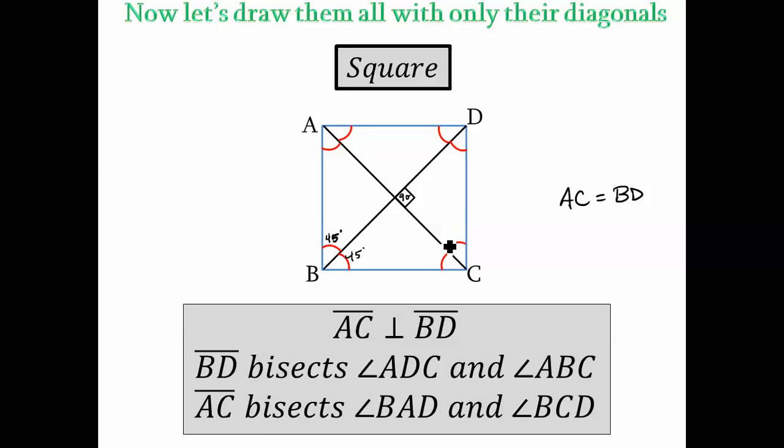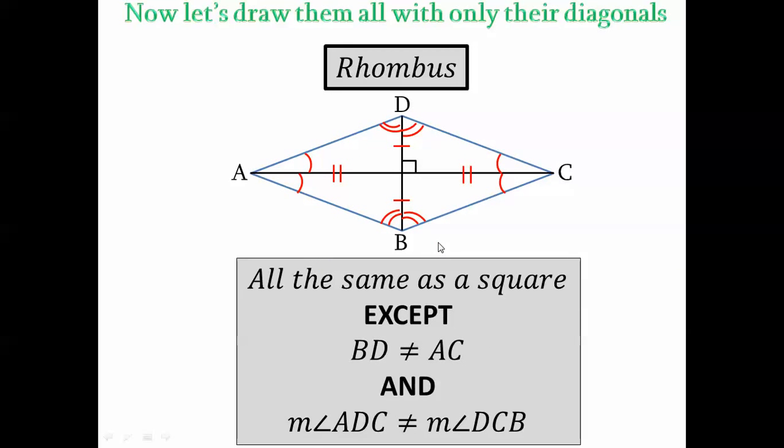Alright, if you're a rhombus, you're a really interesting fellow. This is, of course, we know a rhombus is a parallelogram that has all sides congruent. So segment AD is equal to DC is equal to CB and BA. Alright, so you're basically a square, except your angles don't have to be 90. They can be.